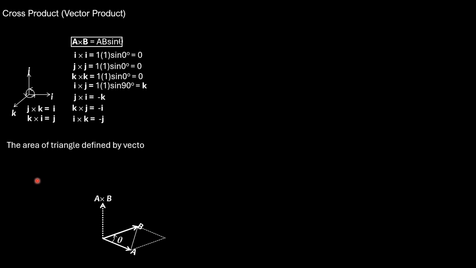So the area of the triangle defined by vectors A and B is 1/2 AB. Take note that the area of a triangle is 1/2 the product of adjacent sides. So that's why it is 1/2 the magnitude of A, magnitude of B, times the sine of the angle between them. Or it is 1/2 base times height. The height of the triangle is B sine theta. So that's why it is 1/2 AB sine theta.